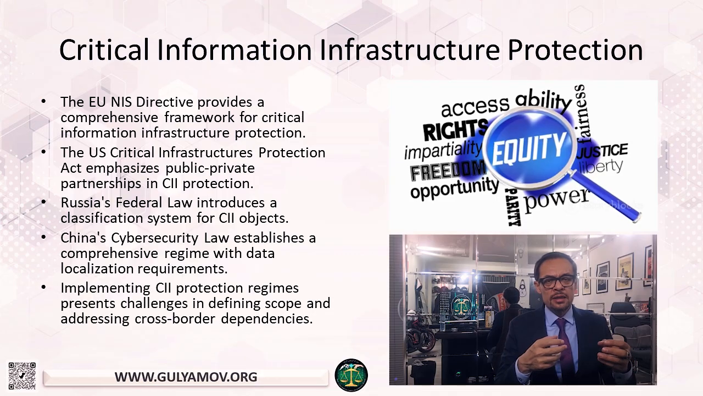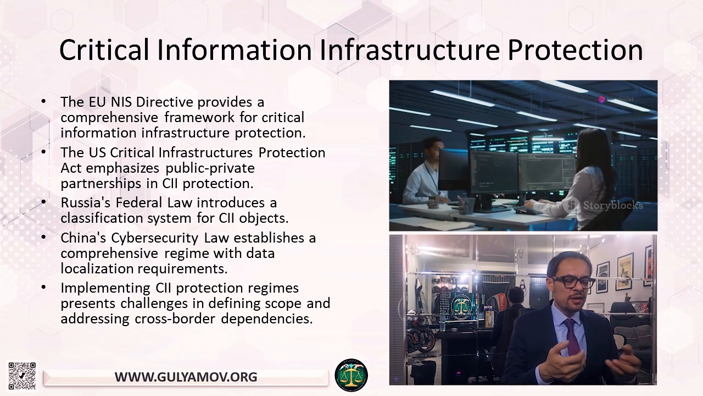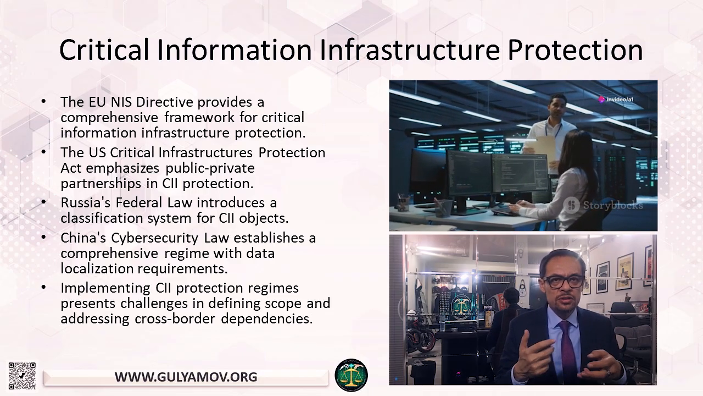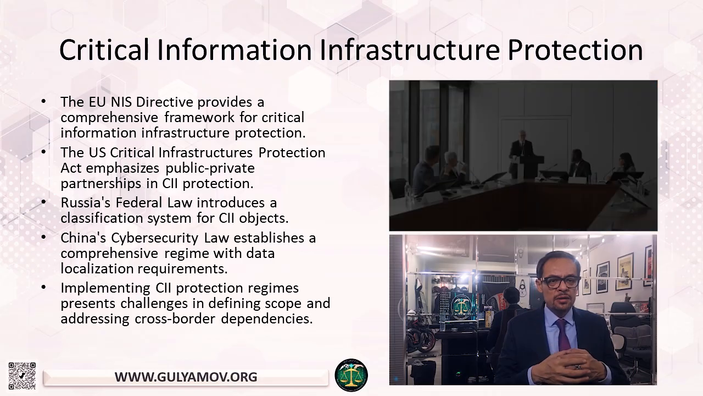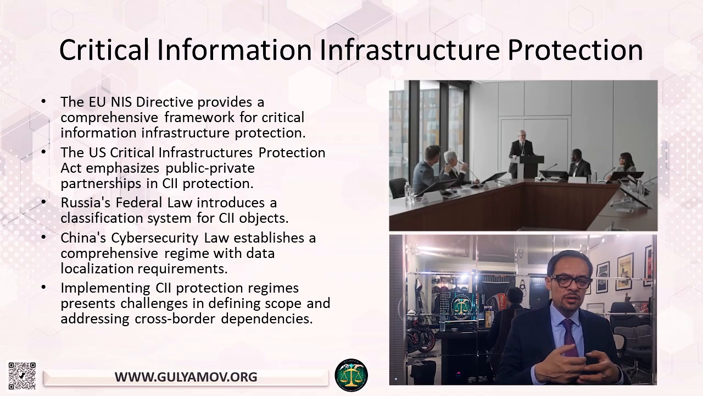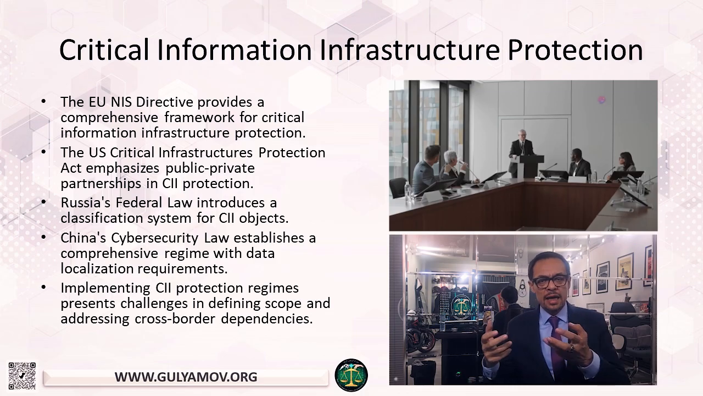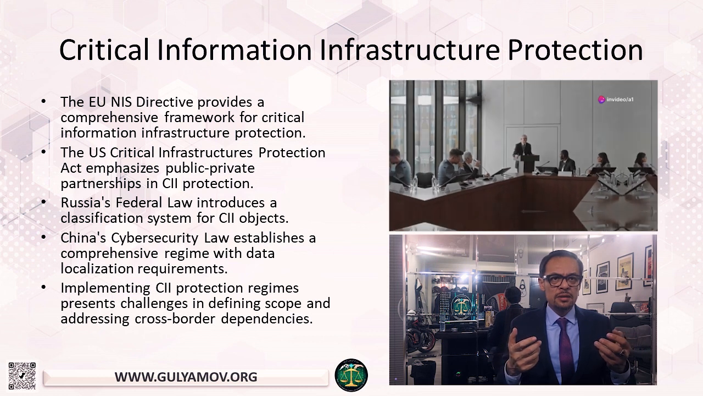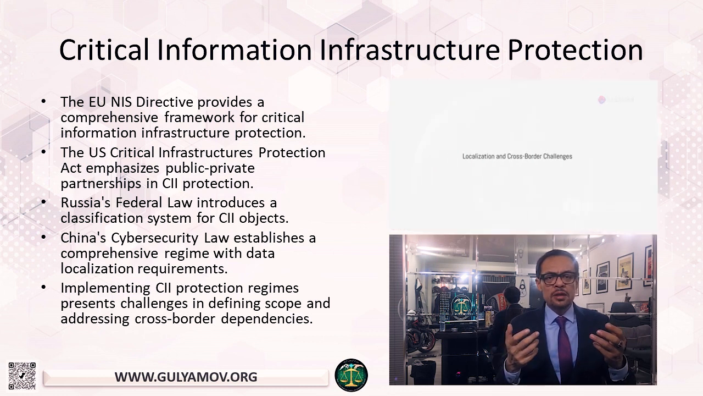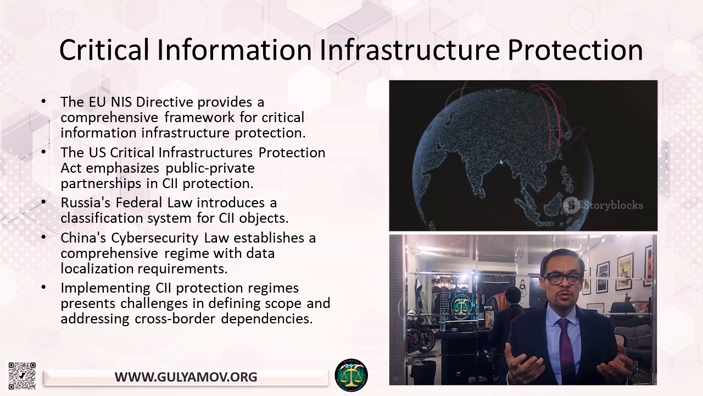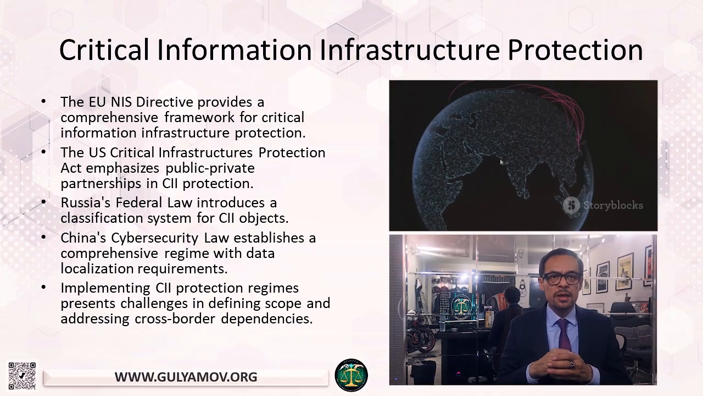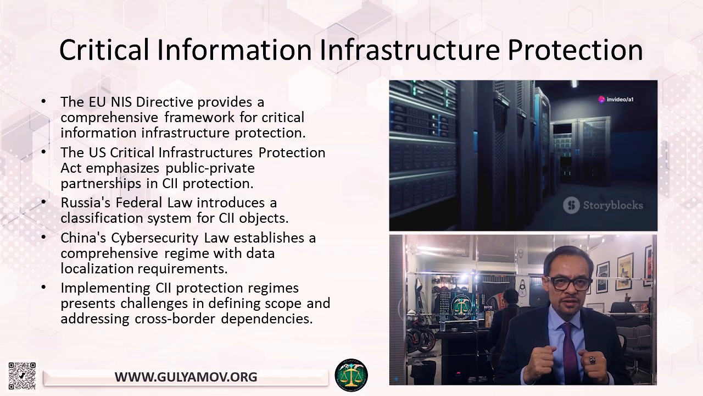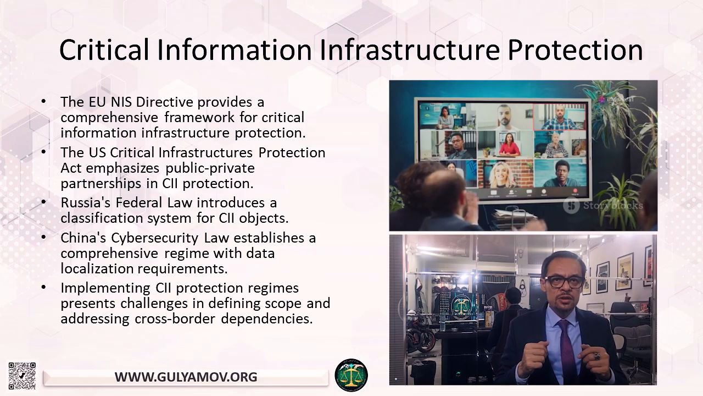Critical information infrastructure protection. The protection of critical information infrastructure stands at the forefront of national security strategies worldwide. As highlighted on the slide, diverse regulatory approaches have emerged globally. The EU's NIS directive provides a comprehensive framework, mandating national strategies and operator identification. The US emphasizes public-private partnership, while Russia introduces a classification system for CII objects. China's approach includes stringent data localization requirements. These varied strategies reflect the complex challenge of safeguarding vital digital assets in an interconnected world.